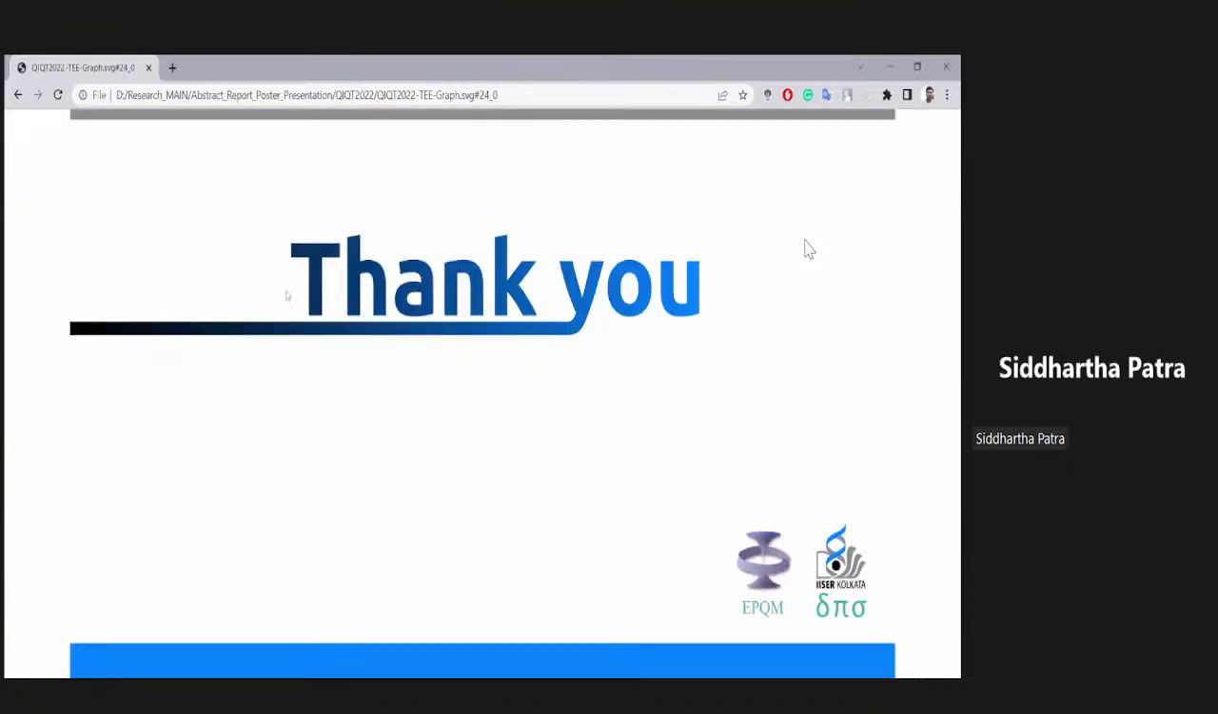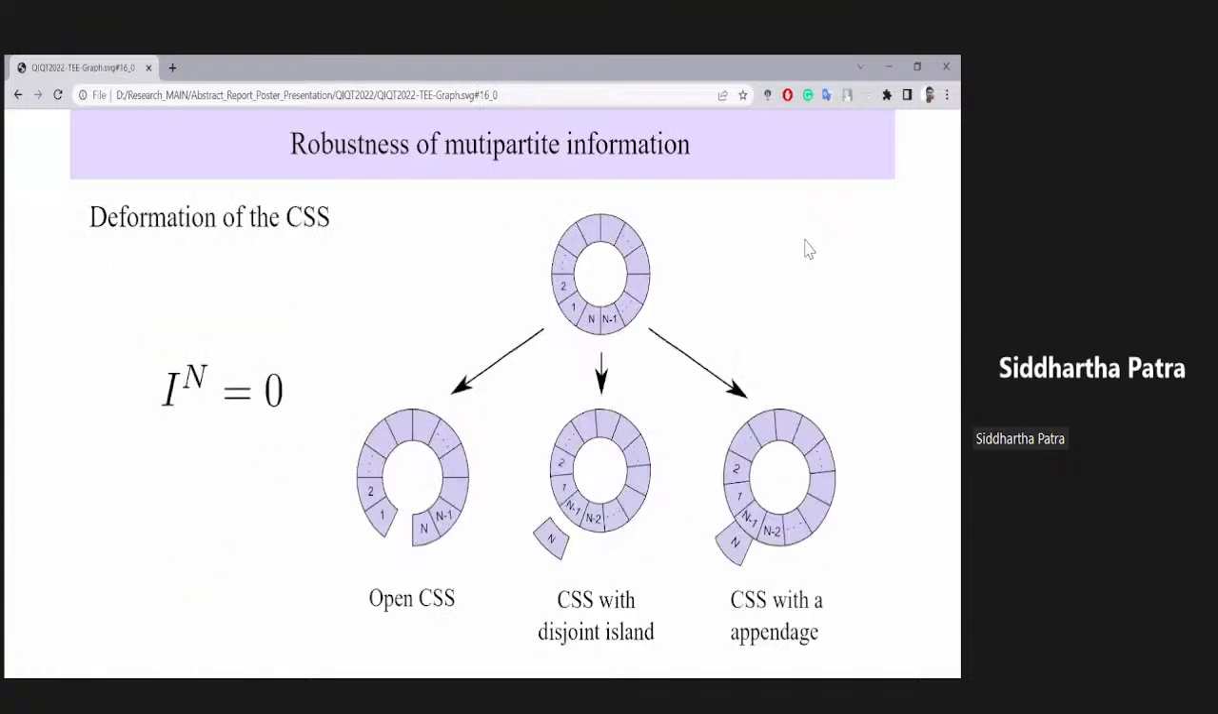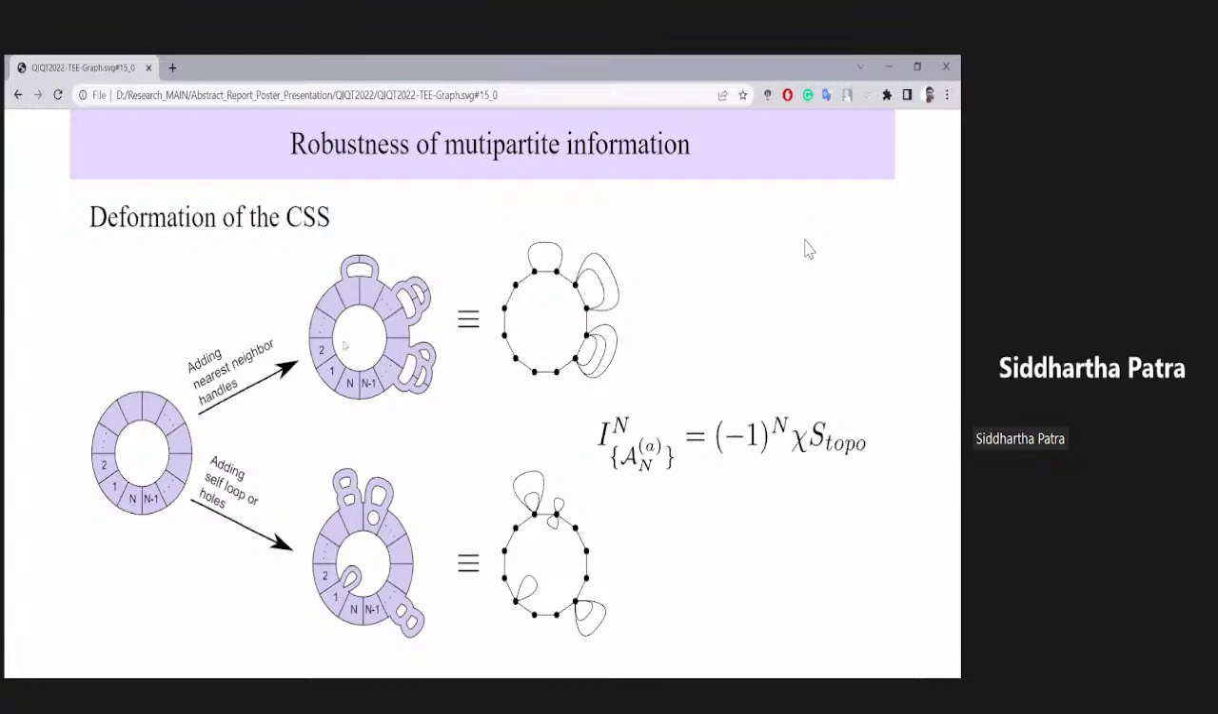So what I will say, understanding the entanglement structure of this topologically ordered system is very important from the application point of view also, like to construct an error correcting topological quantum circuit or quantum computer. If you understand the entanglement structure, that would be very helpful, as we have shown that these multipartite informations are robust against certain deformation. So you can harness these properties, because this was unknown so far. So using these results, you can create such devices in such a way that you can harness this robustness.